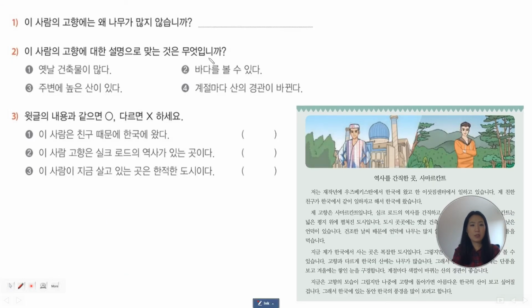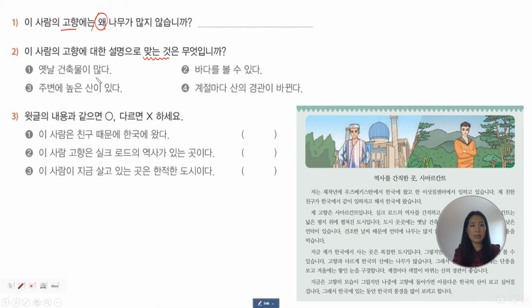Let's take a look at the comprehension question first. Number 1. 이 사람의 고향에는 왜 나무가 많지 않습니까? Why are there not that many trees in this person's hometown? Number 2. 이 사람의 고향에 대한 설명으로 맞는 것은 무엇입니까? What's the correct explanation about this person's hometown?